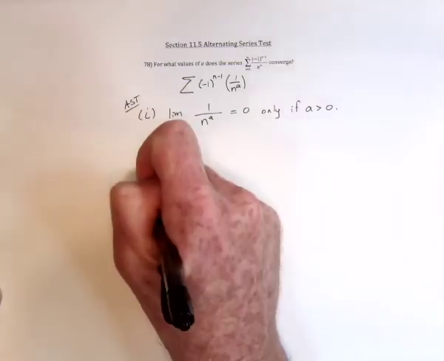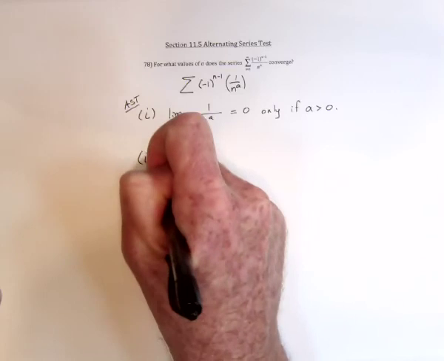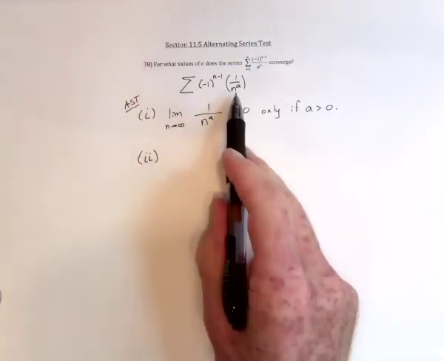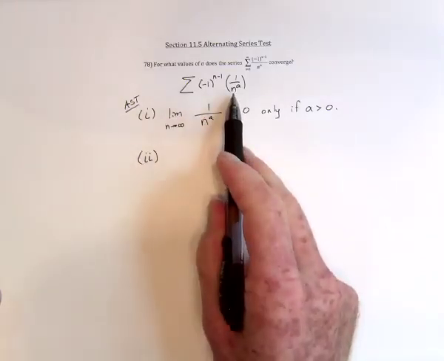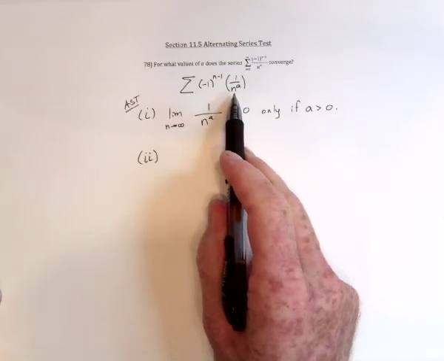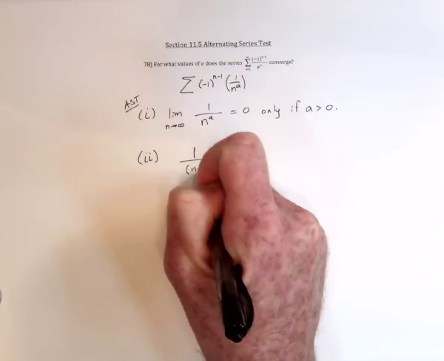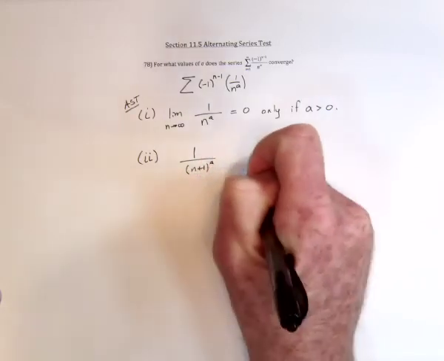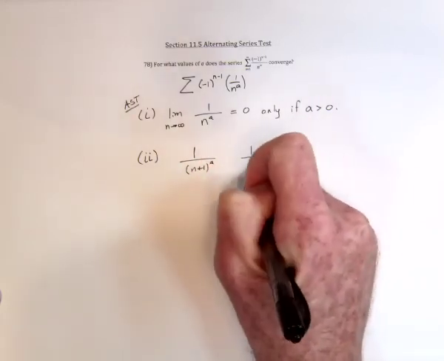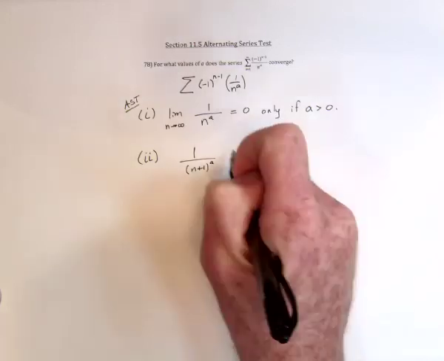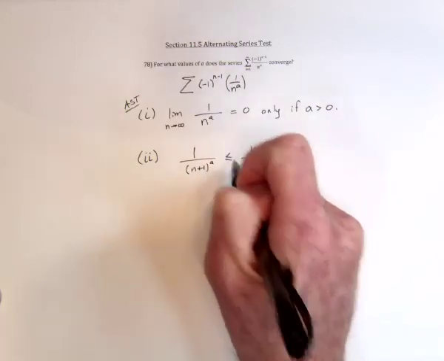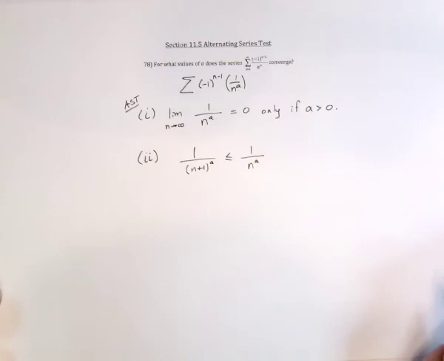Then on to the second part of the alternating series test, which says that this sequence needs to get smaller and smaller and smaller. In other words, if you go to the n plus first term and compare it with the one before it, the nth term, this has to be getting smaller. So then, for what values of a is this true?